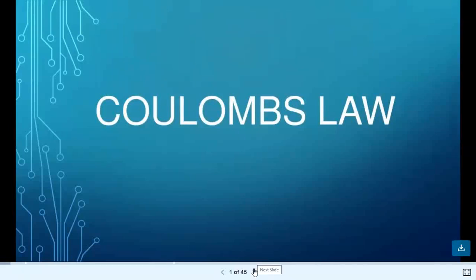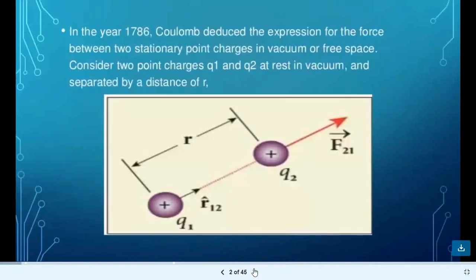Good morning, students. In this video, we are going to discuss Coulomb's law for class 12. In the year 1786, Coulomb deduced the expression for the force between two stationary point charges in vacuum or free space. Consider two point charges Q1 and Q2 at rest in vacuum and separated by a distance R, which is shown in a diagram.